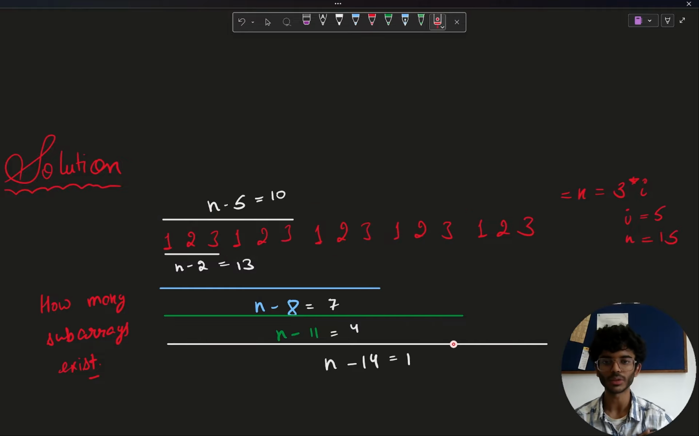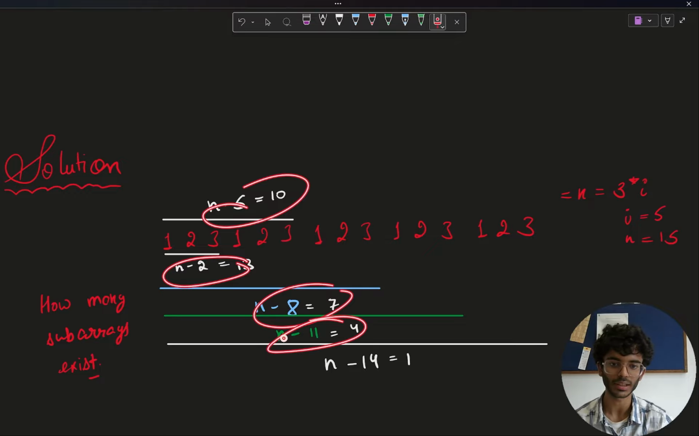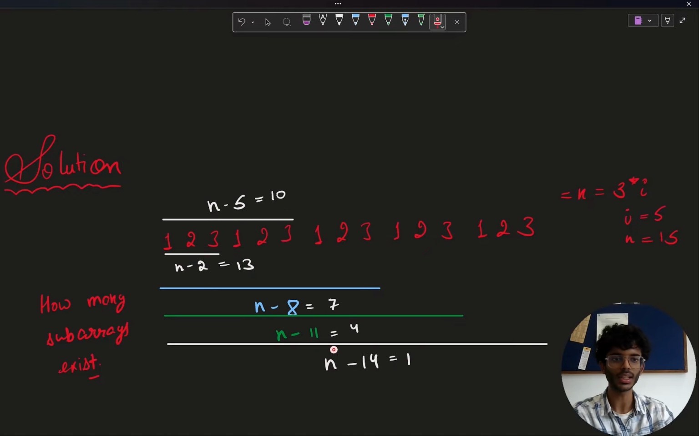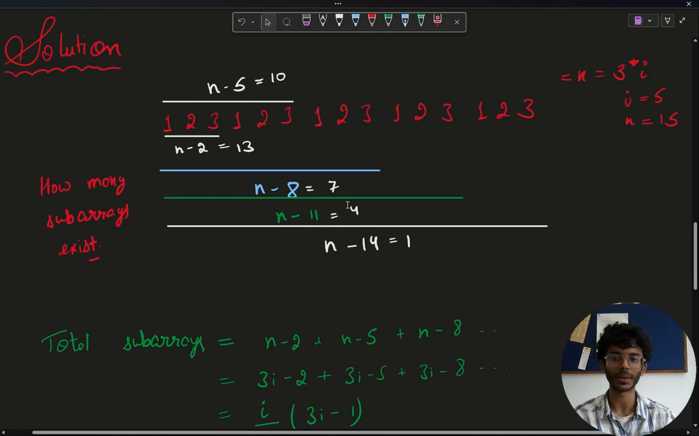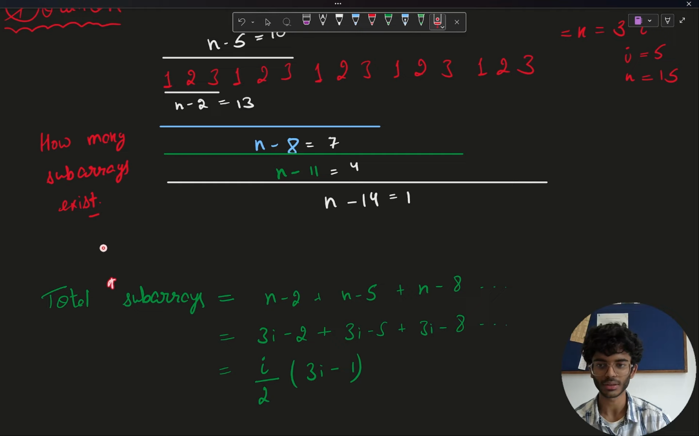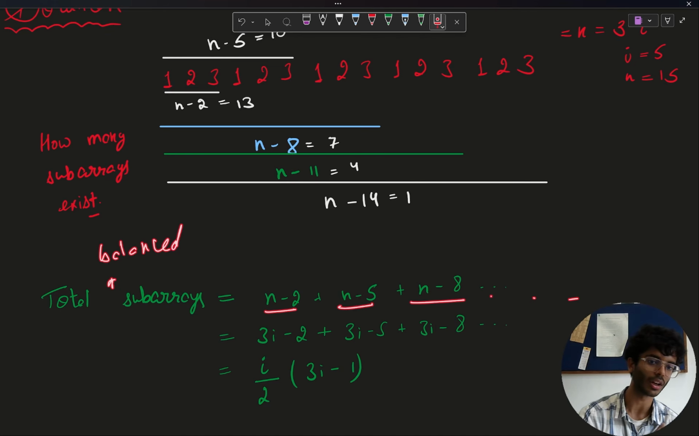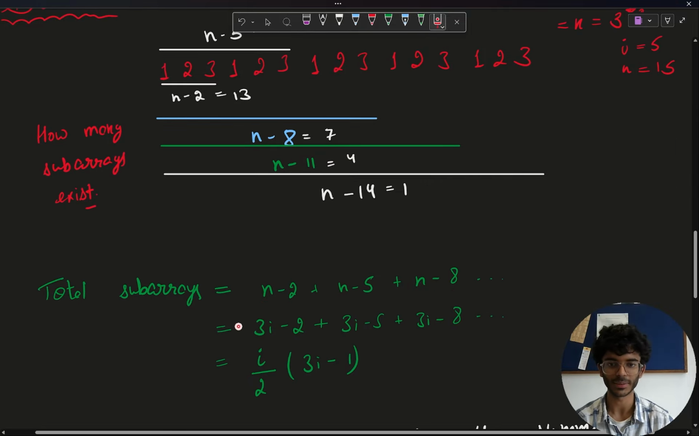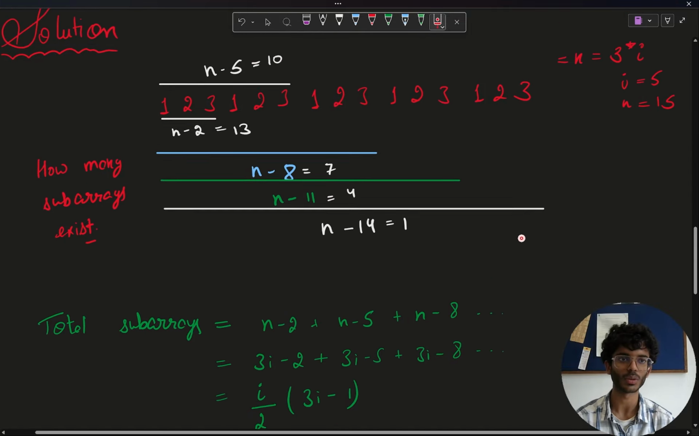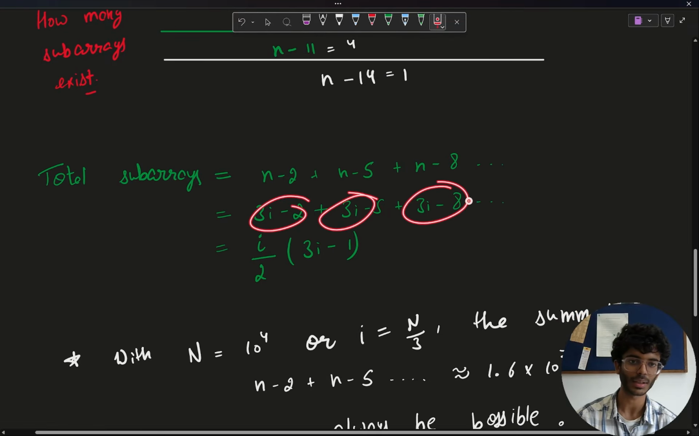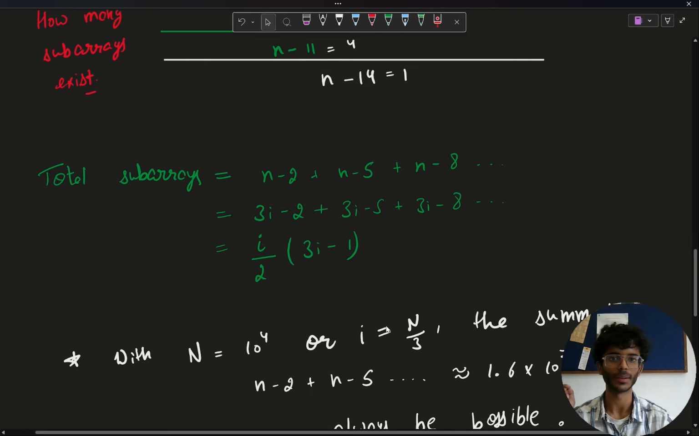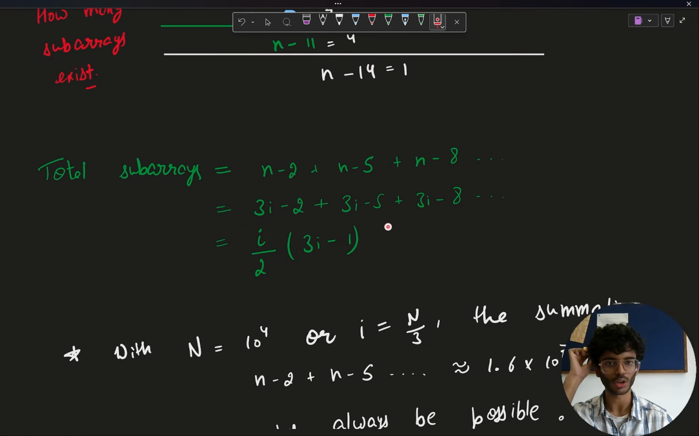So these would be the total number of balanced subarrays we'll have if we keep on putting 1, 2, 3 consecutively, i number of times. Now, if we sum them up, how many total balanced subarrays do we have? It would be n minus 2 plus n minus 5 plus n minus 8 and so on. If we replace n with 3i, then it will be 3i minus 2 plus 3i minus 5 plus 3i minus 8 and so on, up till the last element would be 1 if i is an integer. And we can easily solve it using AP.